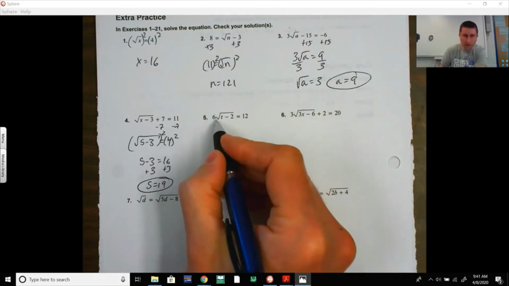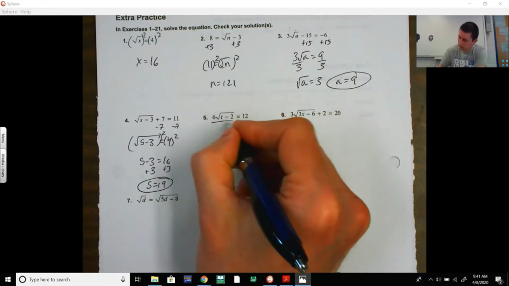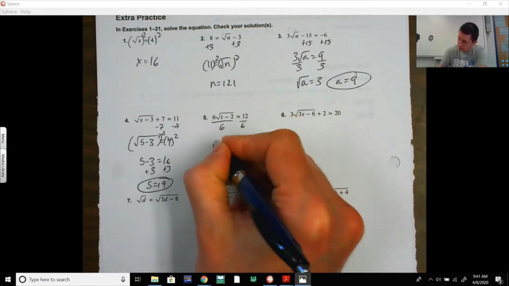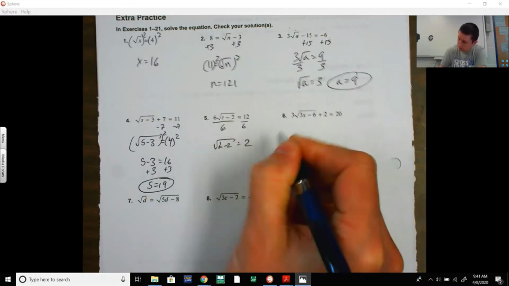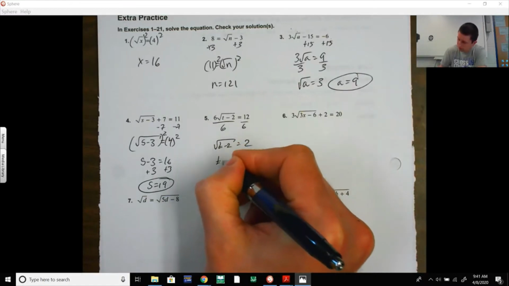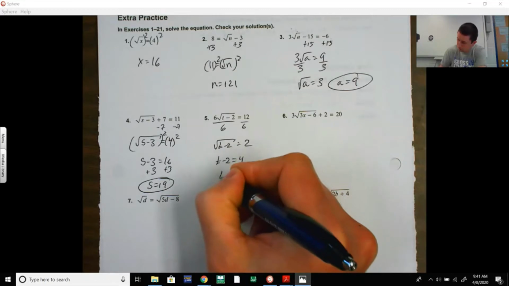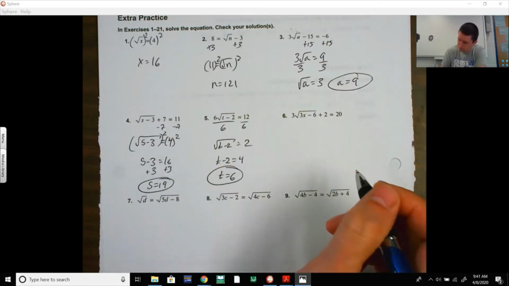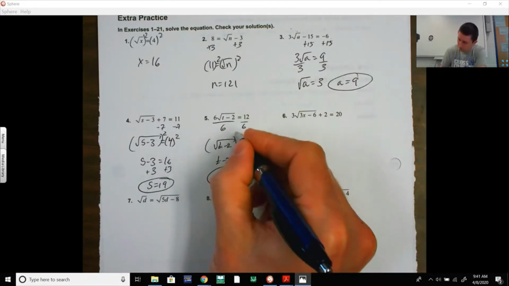Okay, this one, do not distribute into a square root. So we're going to divide by 6. Get the square root of t minus 2 equals 2. Square both sides, t minus 2 equals 4, so t equals 6. Okay, so there's that squaring step happening right there.